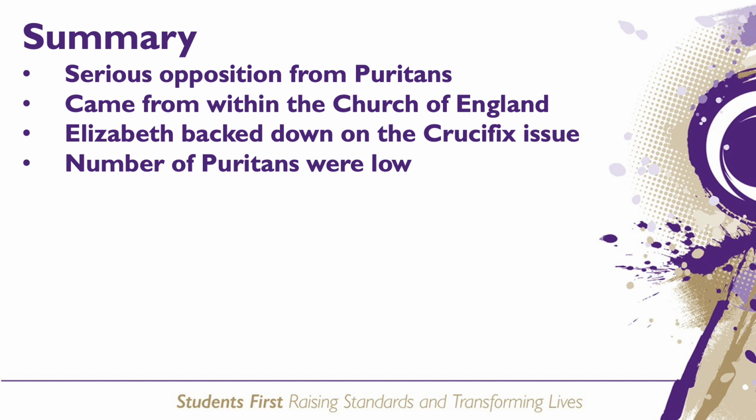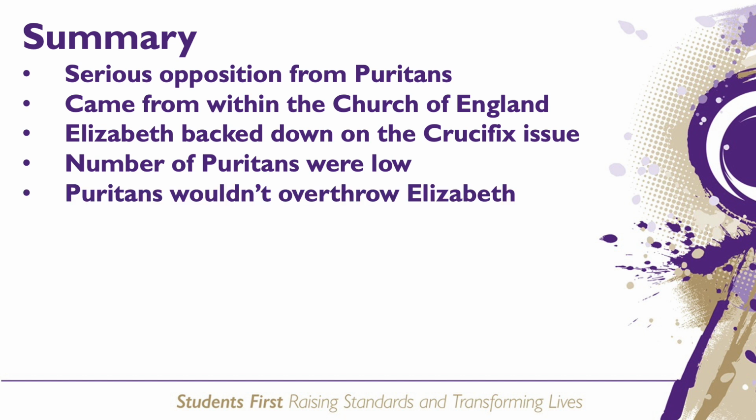However, it is important to know that the number of Puritans in England was small, and they were mainly in the south and west London, so this limited their threat somewhat. Elizabeth also knew that the Puritans would never plot to overthrow her or support a foreign attack, as they ultimately recognised that Elizabeth as a Protestant queen was a better option than replacing her with a Catholic monarch such as Mary, Queen of Scots.